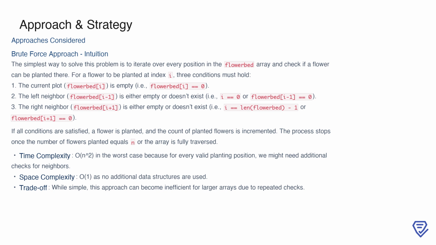However, the space complexity is efficient at O(1), since no additional data structures are used. This simplicity, though, is offset by inefficiency for larger flower bed arrays, making it less suitable when performance matters.